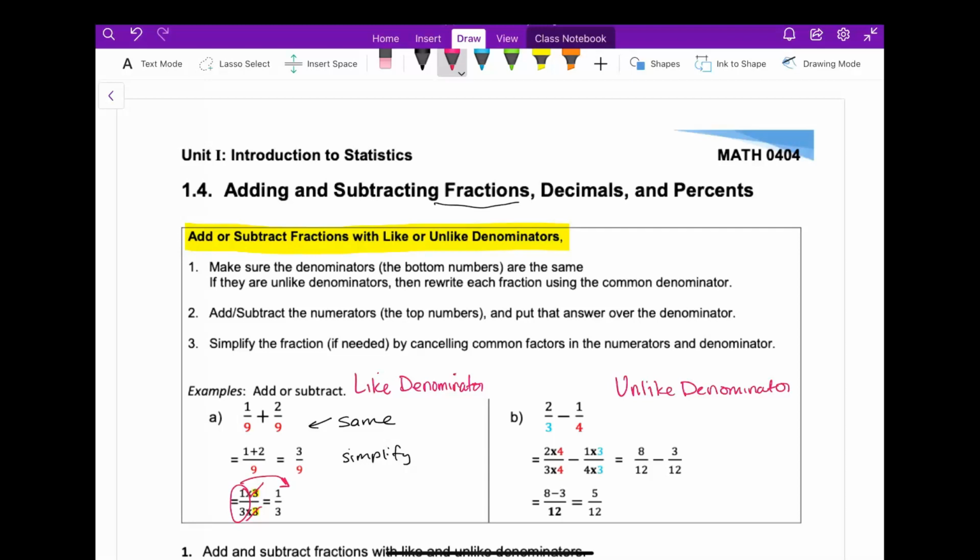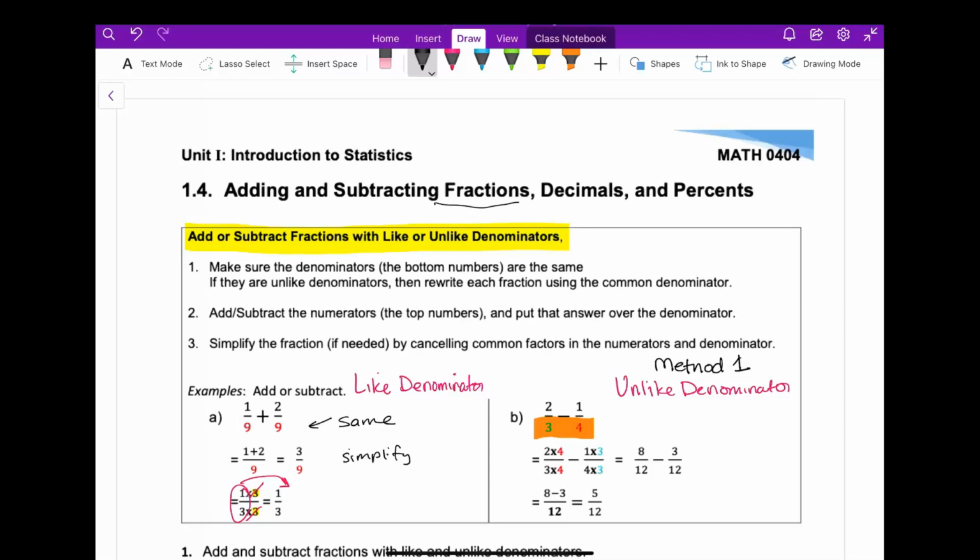What about for unlike denominators? So we still go through the same instructions, 1, 2, 3. So we make sure that our denominators, the bottom numbers, are the same. And so we take a look and you're thinking, well, they're not the same. I have a 3 and a 4. So what do we do? I am going to call this method 1. There's several methods to finding a common denominator, which is what we're about to do. But in this case, I'm going to give you 2 methods in this video. So this is the first method.